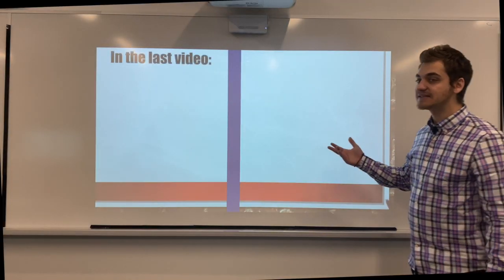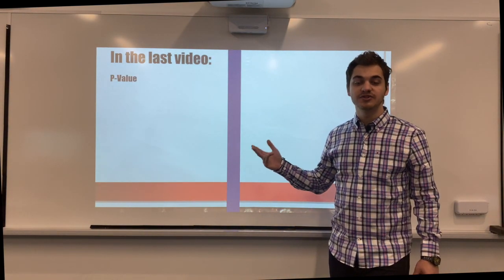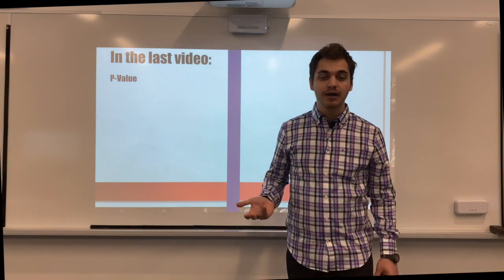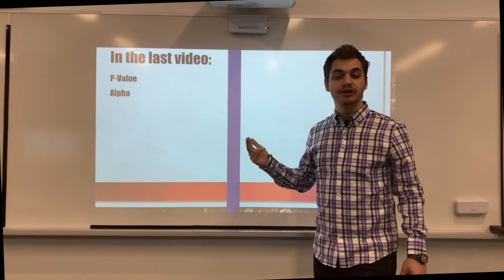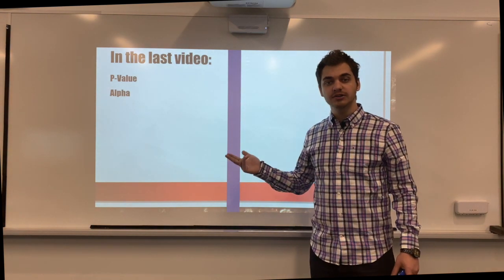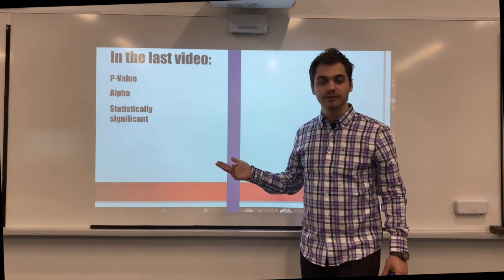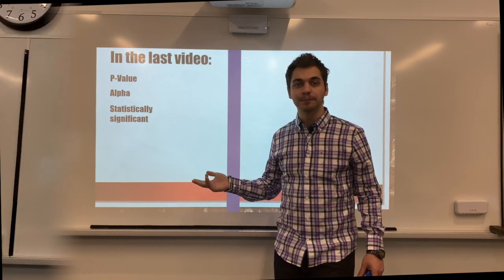As we learned in the last video, we have our p-value, which is the estimated probability of rejecting the null hypothesis. We also have our alpha, which refers to the likelihood that the population parameter lies outside of the confidence interval. We also learned about statistical significance, which is when it's very unlikely to have a null hypothesis occurring.